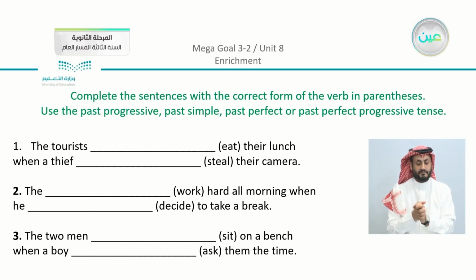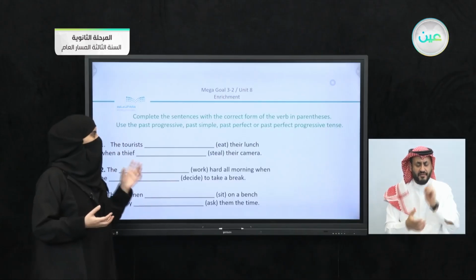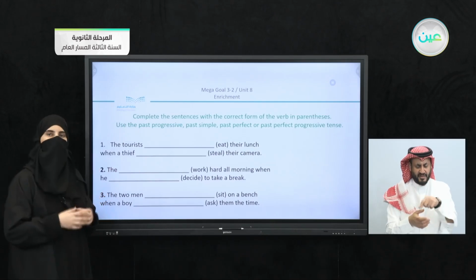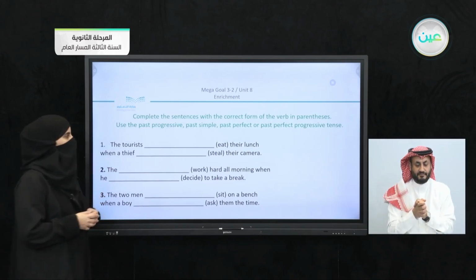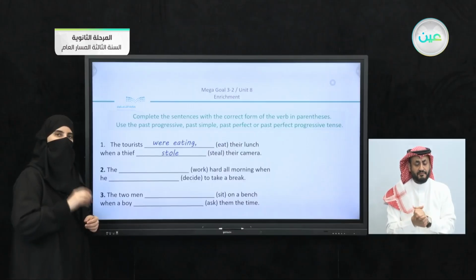So we have here: the tourists blank eat their lunch when a thief blank steal their camera. Just imagine the situation. The tourists were eating, this is the progressive, when a thief stole their camera. So one action happened in the middle of the other.